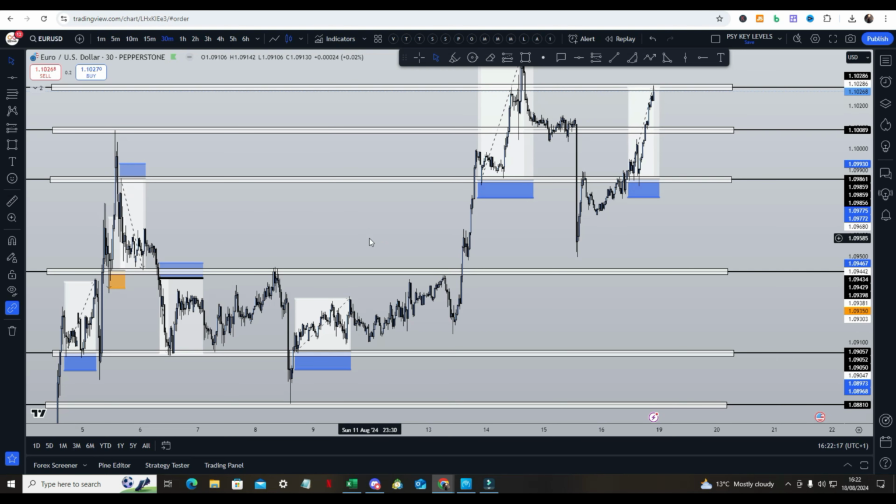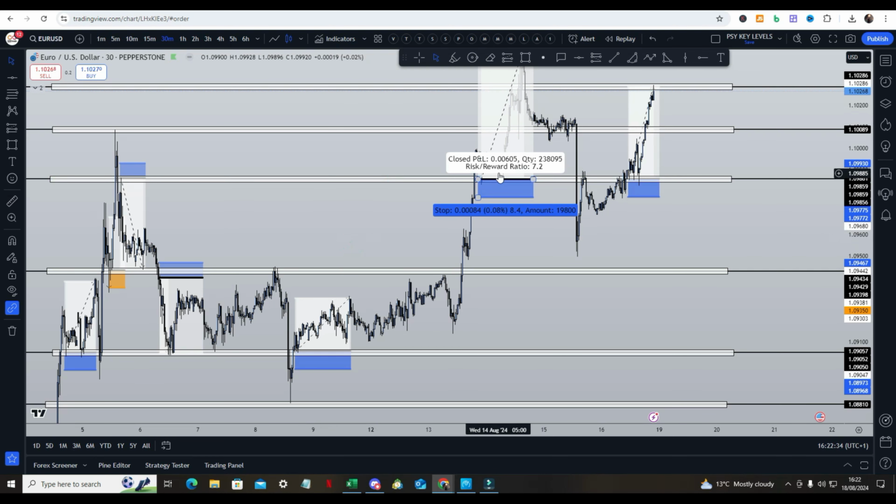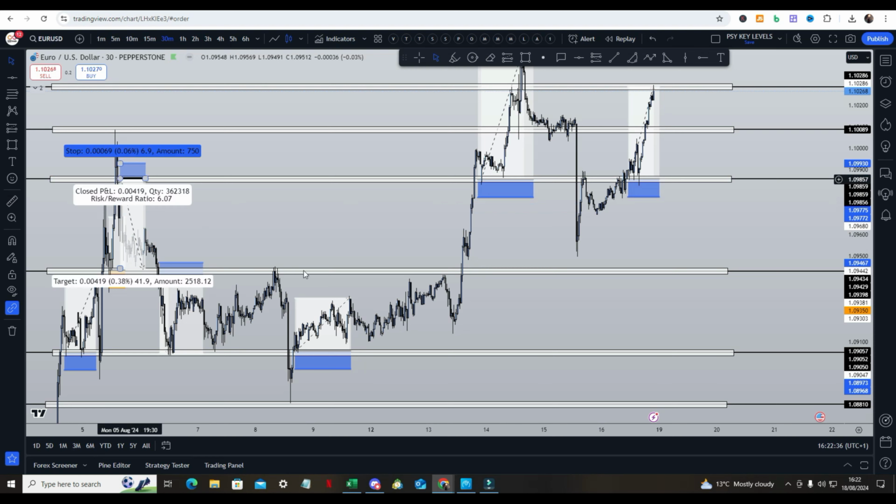There are no entries without them. This is a 3-step process: 1, 2, 3, or A, B, C. C does not come before B. Number 3 does not come before number 2. Number 1 is key levels. Without the key levels, this whole ship sinks. Does that make sense? I wouldn't even know where to take entries from if I didn't draw my key levels.